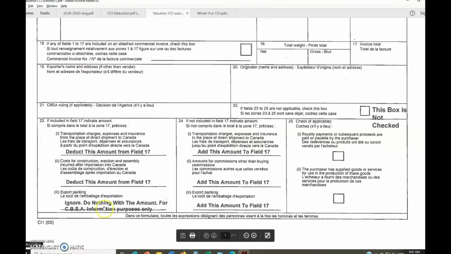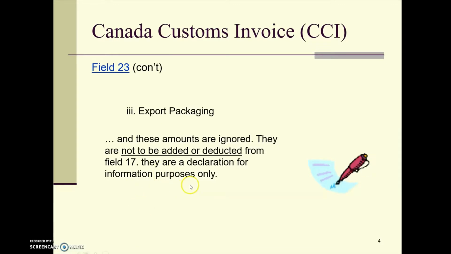All right. Let's talk about field 23III, export packing. If there's an amount in here, we ignore it. We do nothing with the amount. It is for CBSA information purposes only. You have to pay duty on export packing. So if it's included in field 17, we have to keep it there because we have to pay duty on it. But Customs would like to know how much that amount is. So these amounts are to be ignored. They are not to be added or deducted from field 17. They are for a declaration for information purposes only.